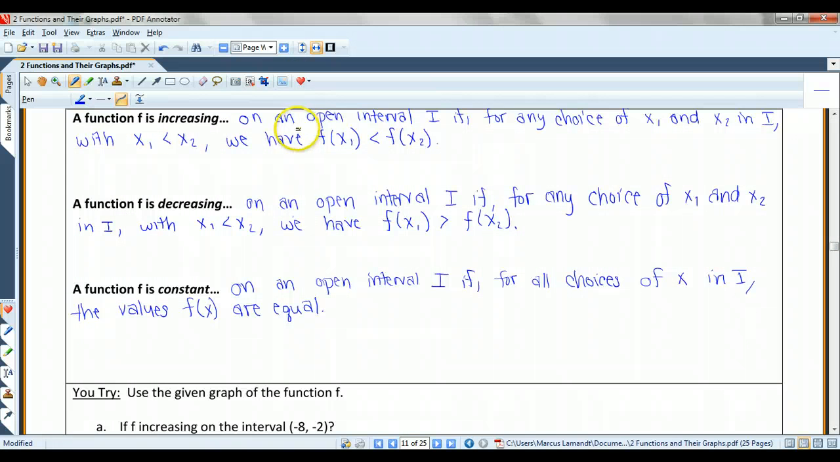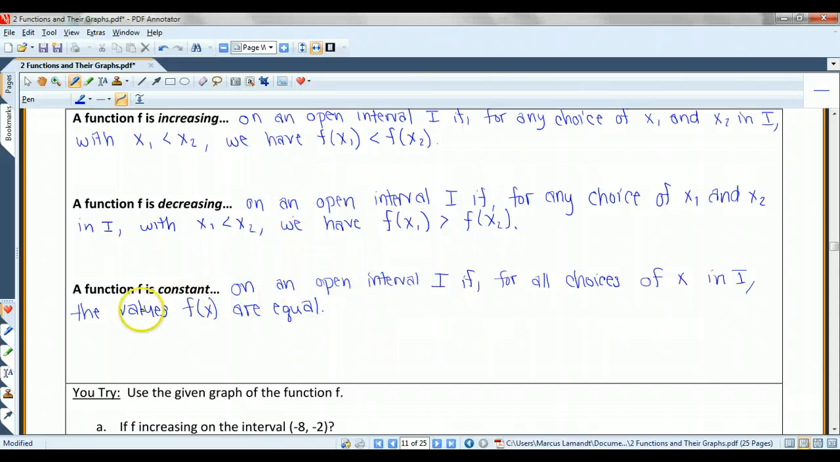A function f is increasing on an open interval I if for any choice of x1 and x2 in I, with x1 being less than x2, we have f of x1 less than f of x2. Basically, if the points on the left side are less than the points on the right side, then it's going up. A function f is decreasing on an open interval I if for any choice of x1 and x2 in I, with x1 less than x2, we have f of x1 is greater than f of x2. So basically, from left to right, it's going down instead of up.